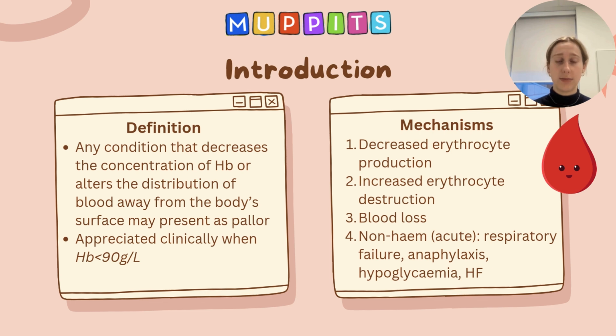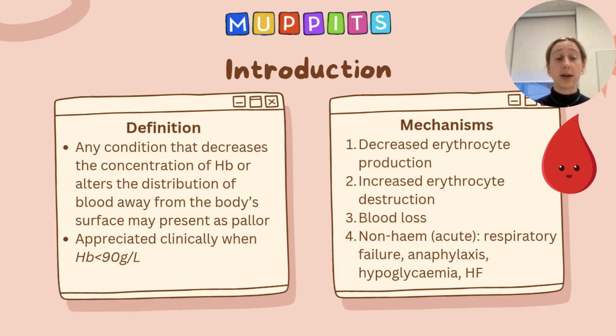So while anemia is likely the cause for most cases of Pala, it can also refer to anything that draws the blood away from the body's surface. It usually is appreciated clinically in the case of reduced hemoglobin when the hemoglobin count is below 90. It can be helpful to think of Pala in terms of four mechanisms.